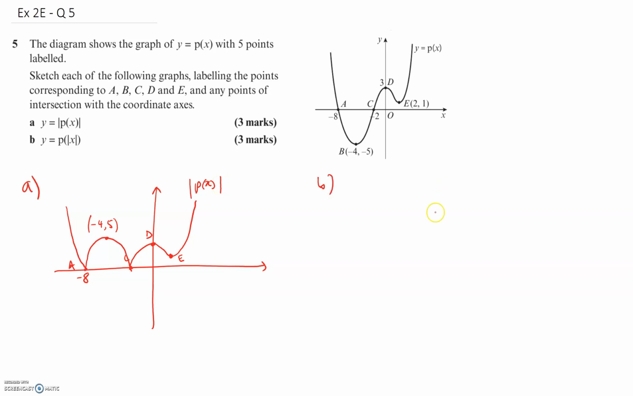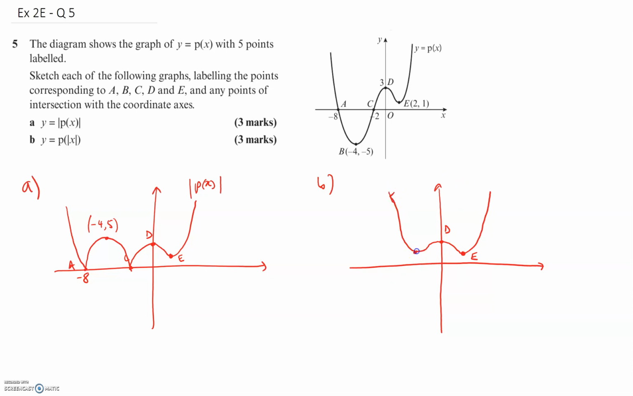P of mod x, the rule for that is get rid of anything that's on the left hand side of the y-axis and then reflect anything that's on the right in the y-axis. So all this stuff on the left, forget about it. We're going to start by sketching what's already on the right. So from D down to E and then off again. So this is all valid in the graph of P of mod x. Then we're just going to reflect that in the y-axis. So it looks a bit like that.